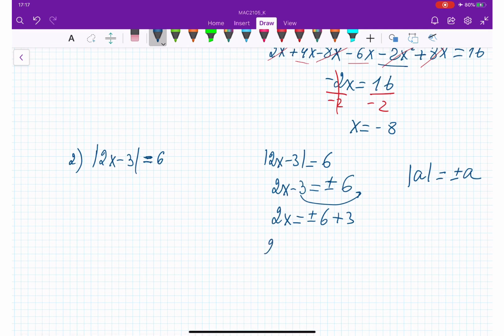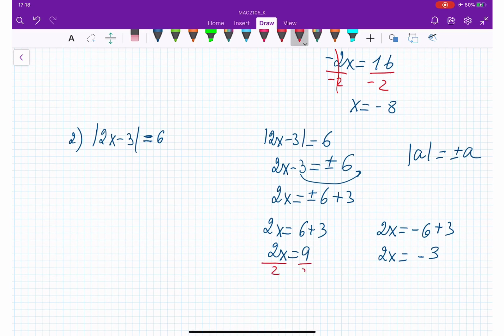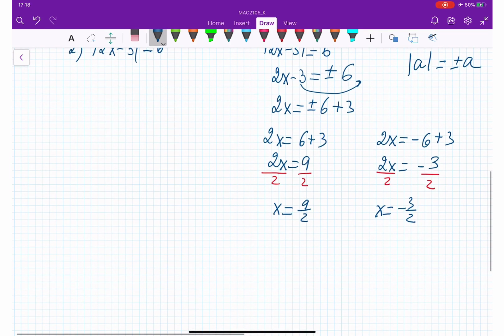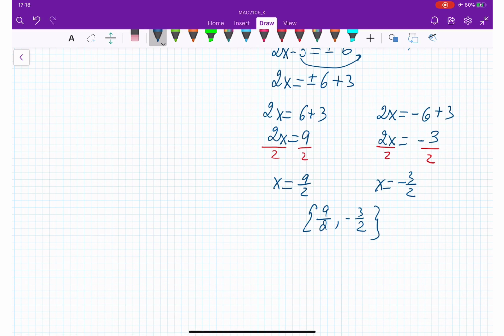Okay, so let's separate. 2x is equal to positive 6 plus 3. 2x is equal to negative 6 plus 3. So we get 2x is equal to 9. And we have 2x is equal to negative 3. So from here, we divide by 2 here, divide by 2 here. This one also we divide, and I am getting x is equal to 9 over 2, and x is equal to negative 3 over 2. And the answer is going to be 9 over 2, comma, negative 3 over 2. Next question.